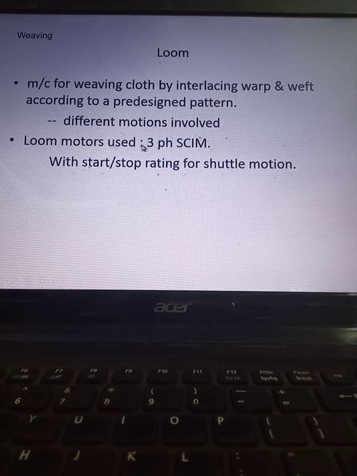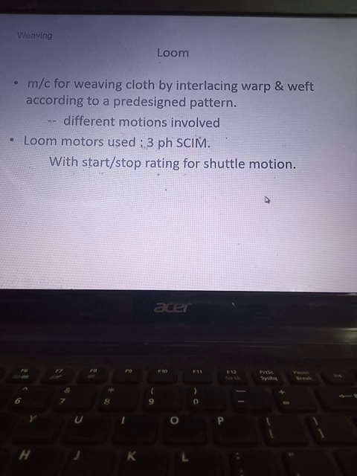The loom motors used in the looms, the drives, what are those? Squirrel cage induction motor, 3-phase, and they should be capable of having multiple start and stops, because this interlacing process requires start and stop, shuttling motion. It's actually called a shuttle, the one that goes to and fro, that is called a shuttle.